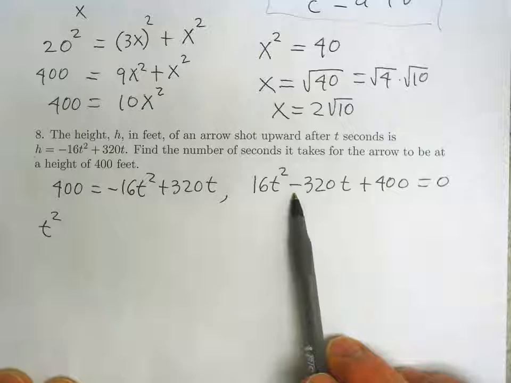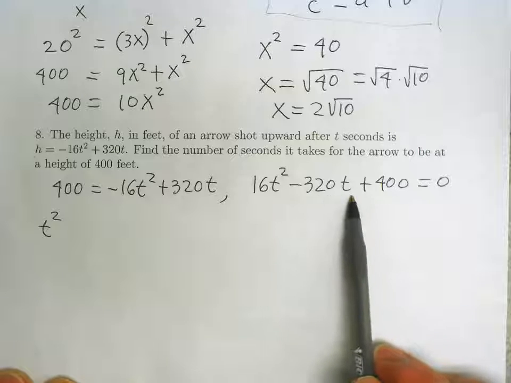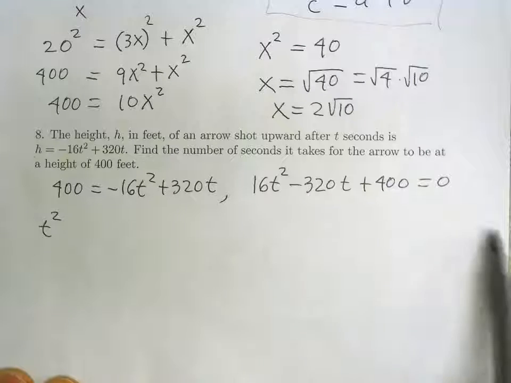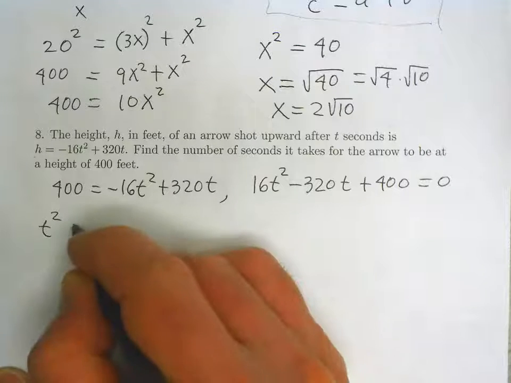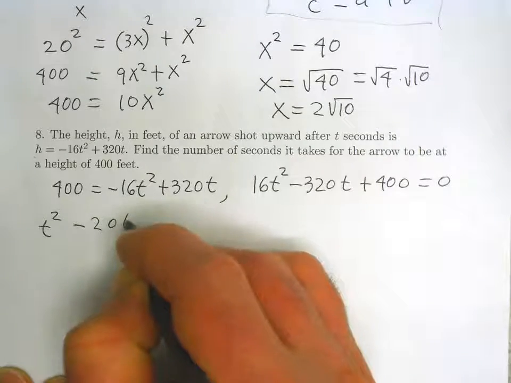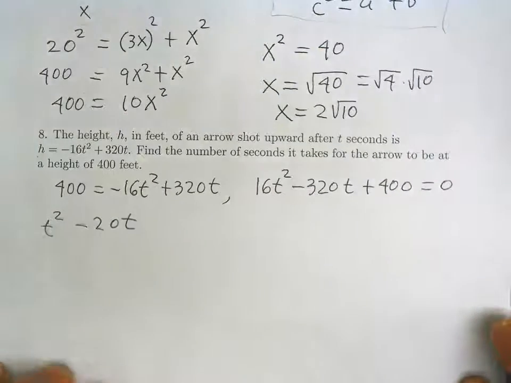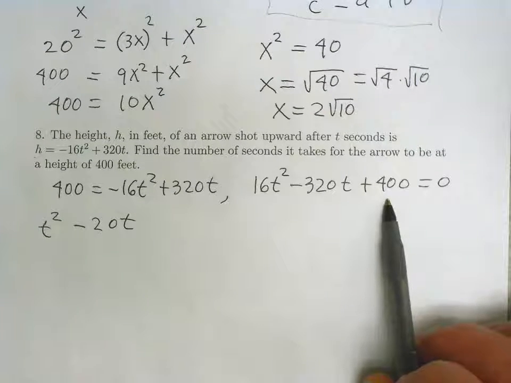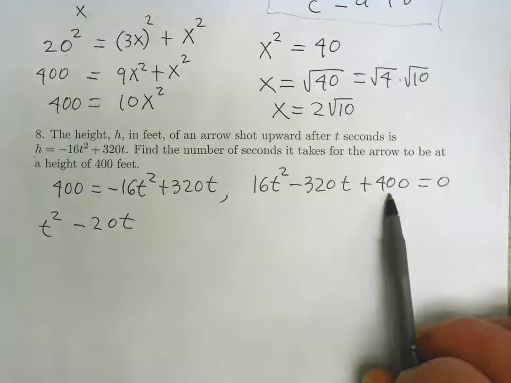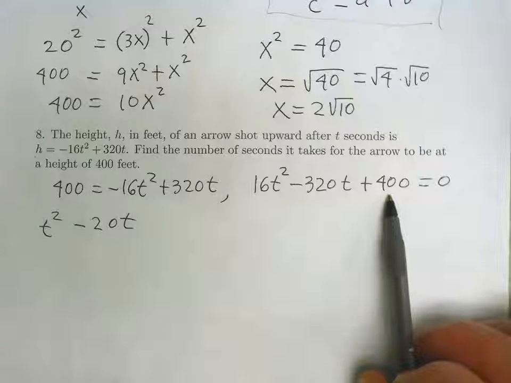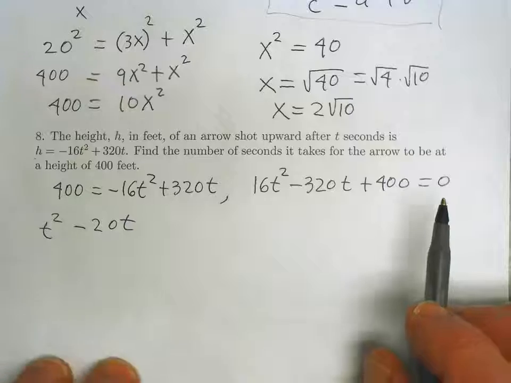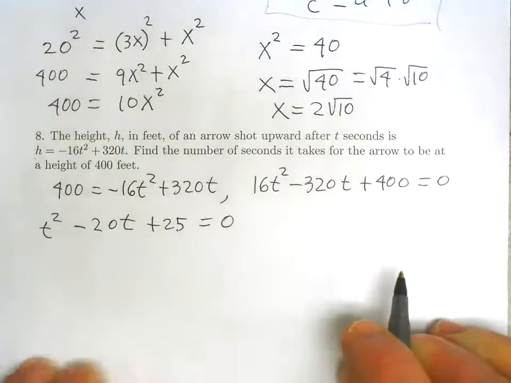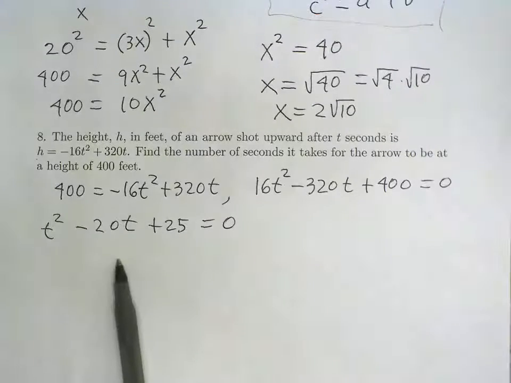And then negative 320t divided by 16 is negative 20t. So we write minus 20t. And then 400 divided by 16, well, that's just positive 25. So we have plus 25. So we'll just solve this quadratic equation.